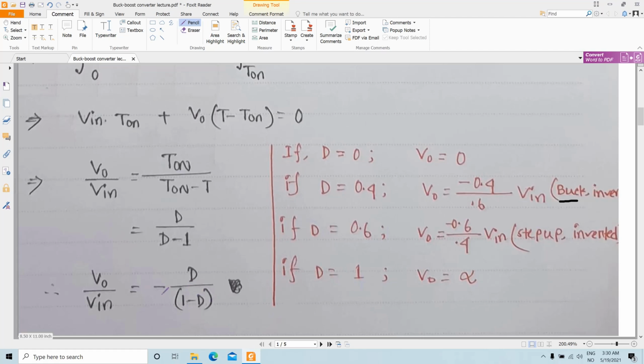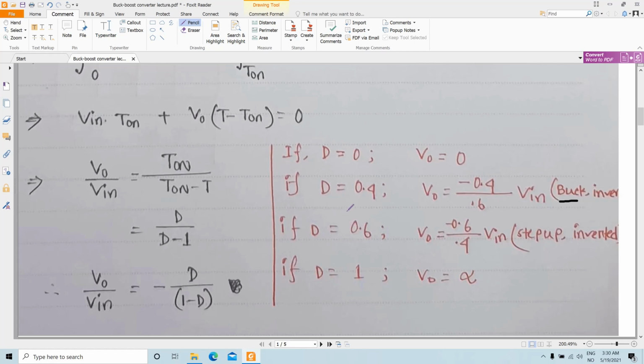Why this negative sign is coming, and where it is coming from, I will explain it. Basically this is the same converter that is used for both buck and boost operation. Now if D approaches 1, at that time your denominator approaches 0. That means your output voltage approaches infinity.